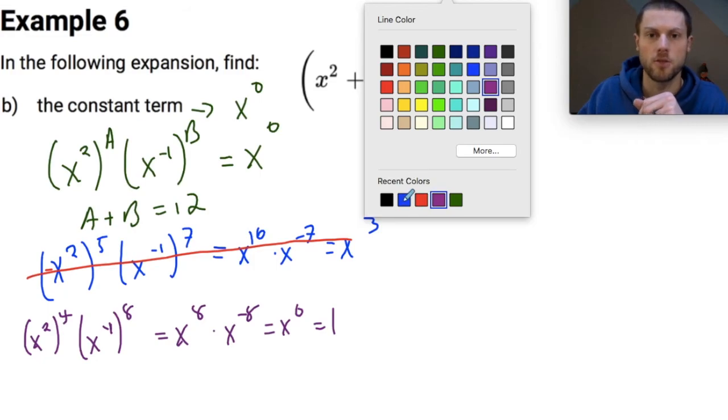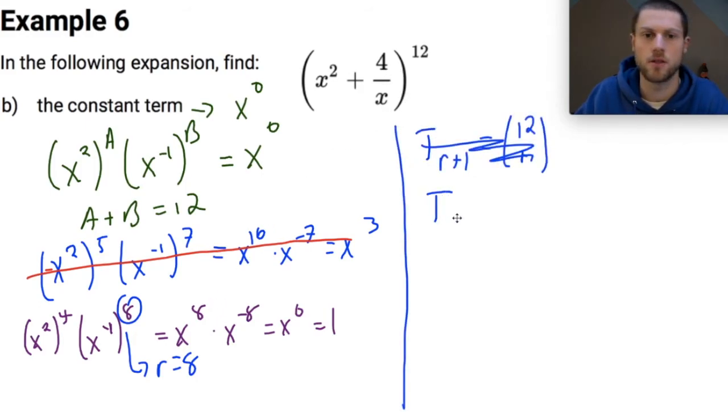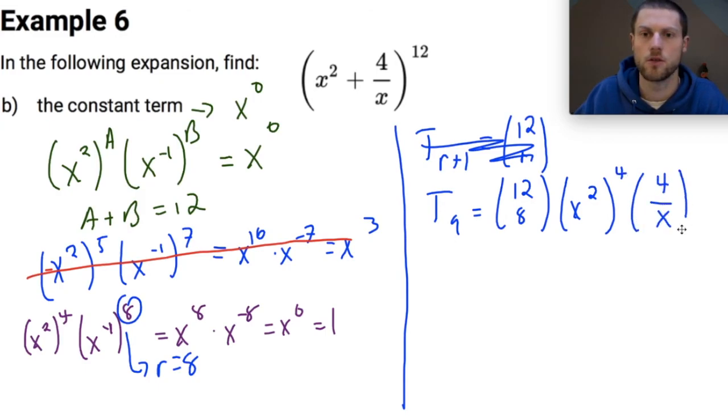So what does that tell me? That tells me that the r value here is equal to 8. And I'm going to use that same formula that I had before. This is the 9th term. It's going to equal 12 choose 8 times x squared to the, what power did I say? To the 4th power. And then 4 over x to the 8th power. Notice that now I'm actually using what the proper b value or the b term is in this binomial expansion, because I know that the degree will work out, so I need to actually use that coefficient or that actual term in there now.